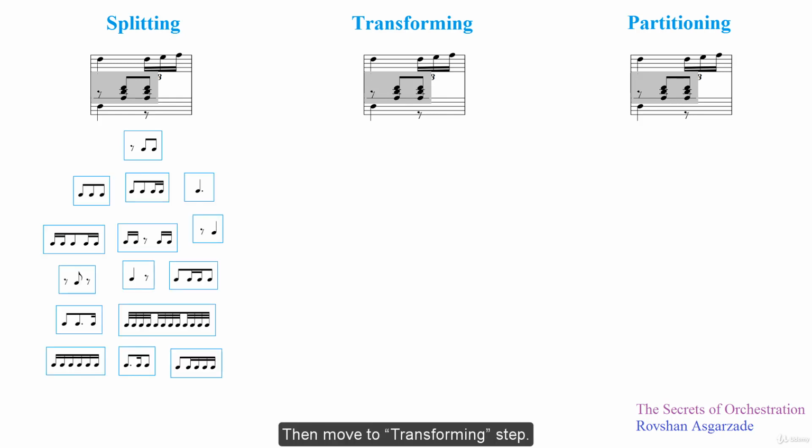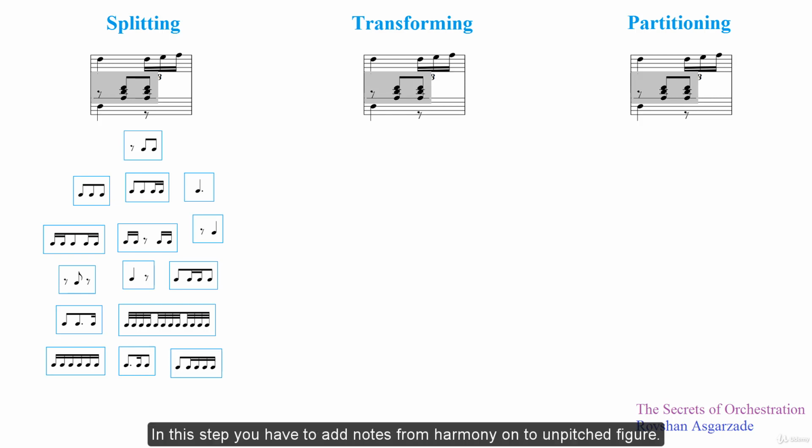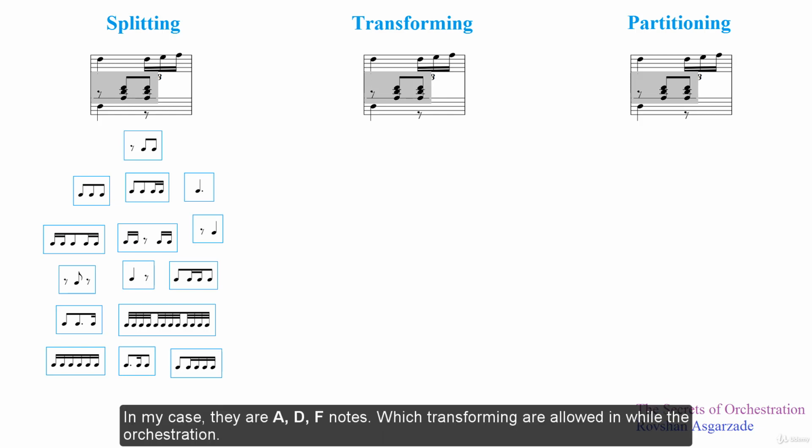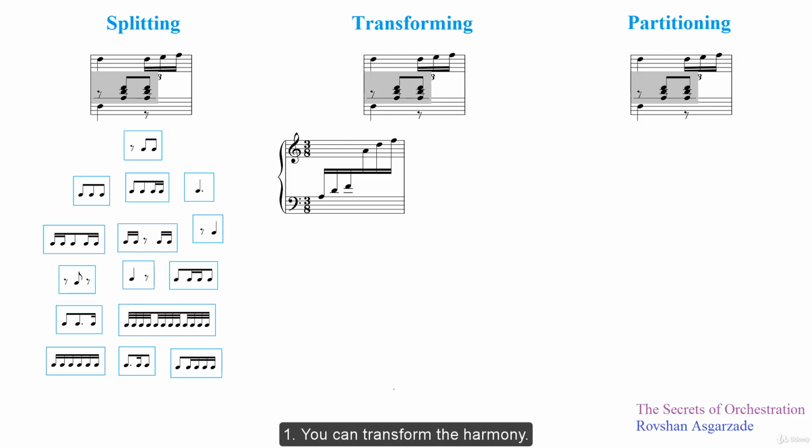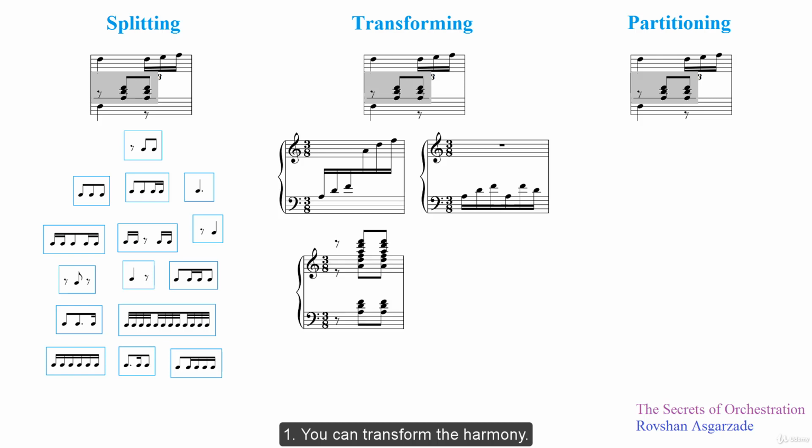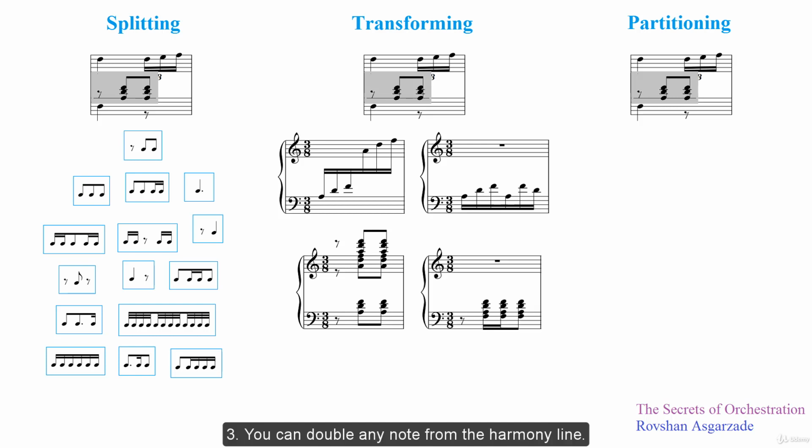Then move to the transforming step. In this step, you have to add notes from harmony onto the unpitched figure. In my case, they are A, D, F notes. Which transformations are allowed in wild orchestration? First, you can transform the harmony. Second, you can use doubling in more active. Third, you can double any note from the harmony line.